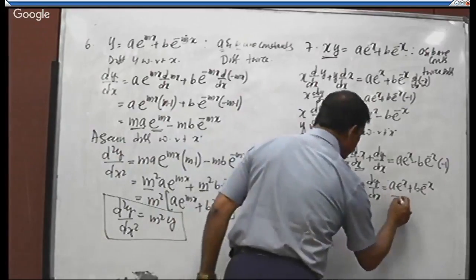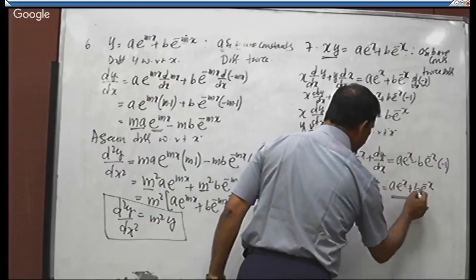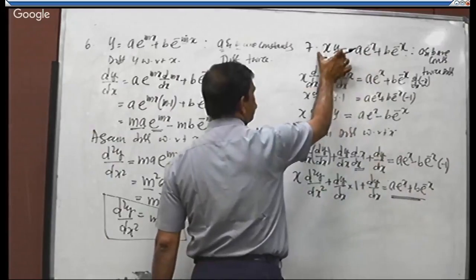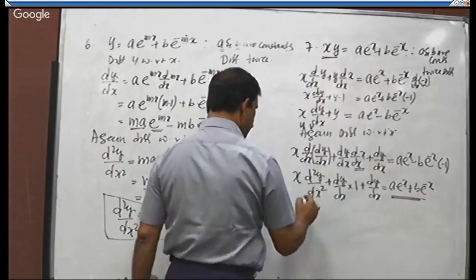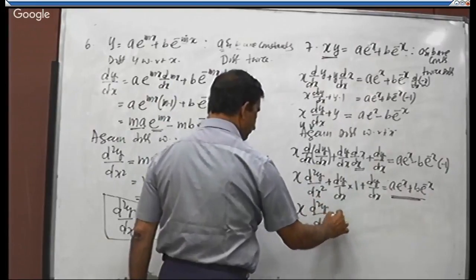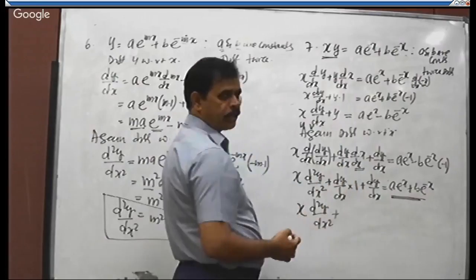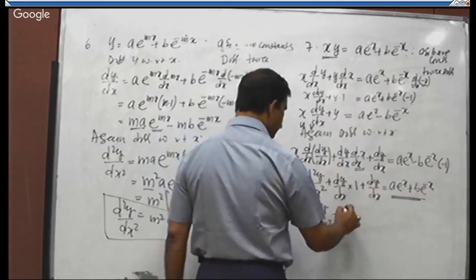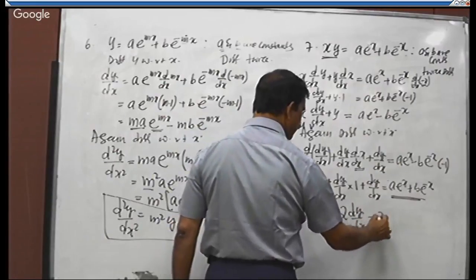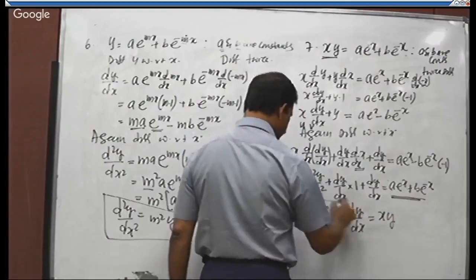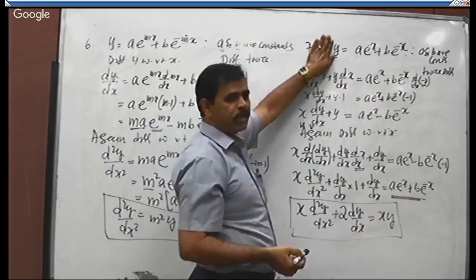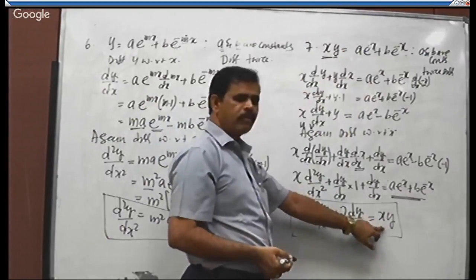See the right hand side. The right hand side is a e power x plus b e power minus x. It is in the problem itself. That can be taken as xy. Then the problem becomes x into d square y by dx square plus 1 into dy/dx plus dy/dx, which is 2 times dy/dx, is equal to xy. Sometimes the same problem will be given with y is equal to. In that case, you will have only y at the right side.